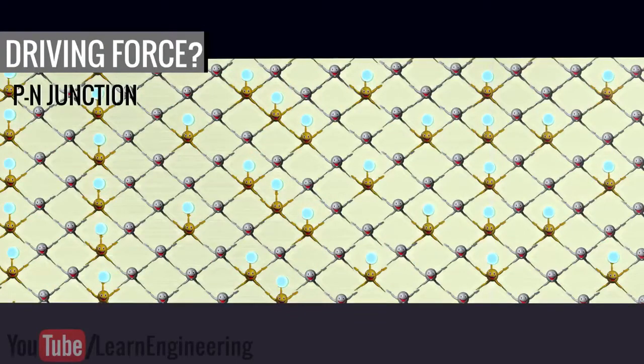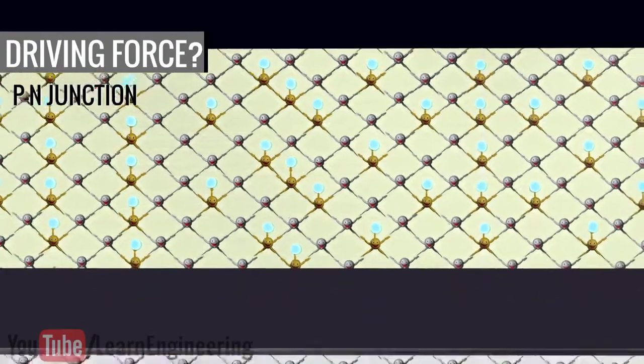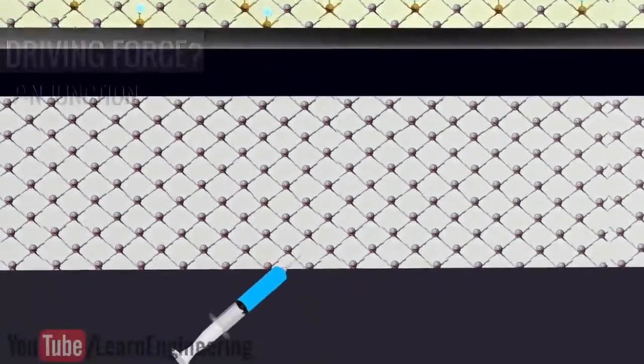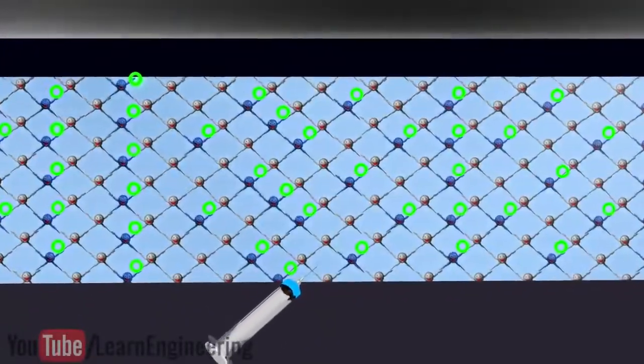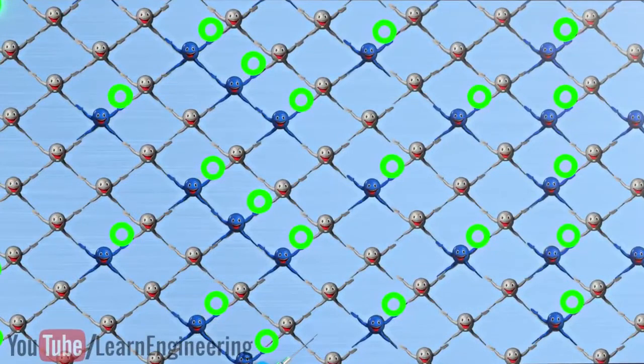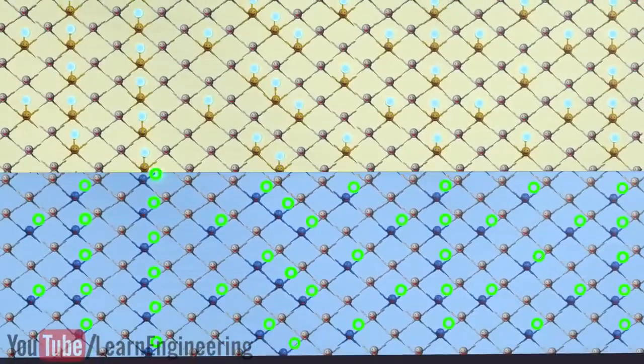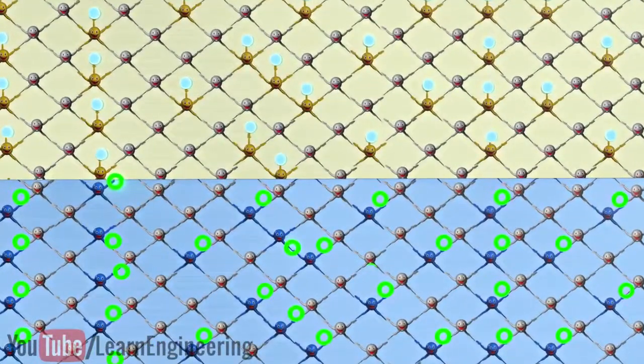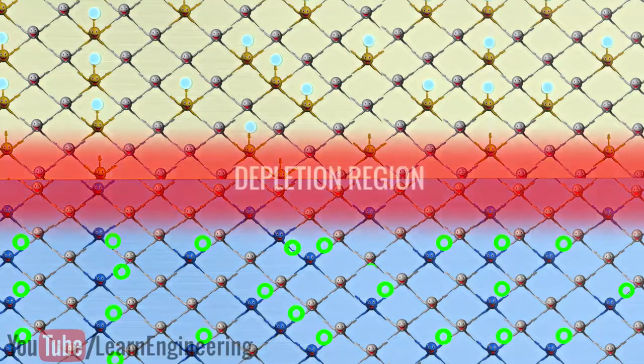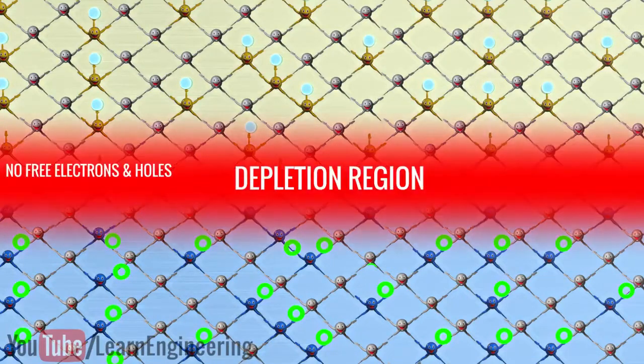Let's see how a p-n junction produces the driving force. Similar to n-type doping, if you inject boron with 3 valence electrons into pure silicon, there will be 1 hole for each atom. This is called p-type doping. If these 2 kinds of doped materials join together, some electrons from the n side will migrate to the p region and fill the holes available there. This way, a depletion region is formed, where there are no free electrons and holes.